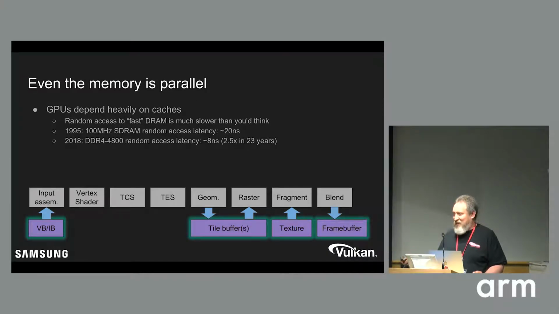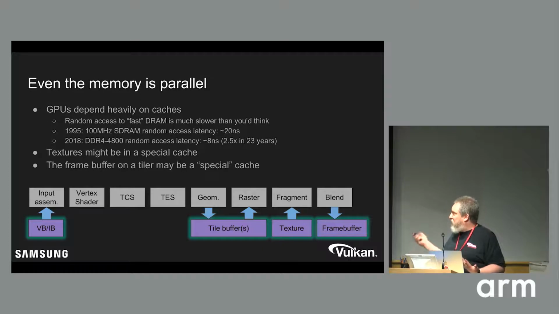So we rely on the caches to be able to access stuff quickly. So in order to make those caches work efficiently, they're often special purpose. So the texture cache may be special, the frame buffer may be special, and these things don't necessarily snoop each other. So you can't rely on data transferring from one to the other efficiently unless you're doing something explicit to say it needs to happen.